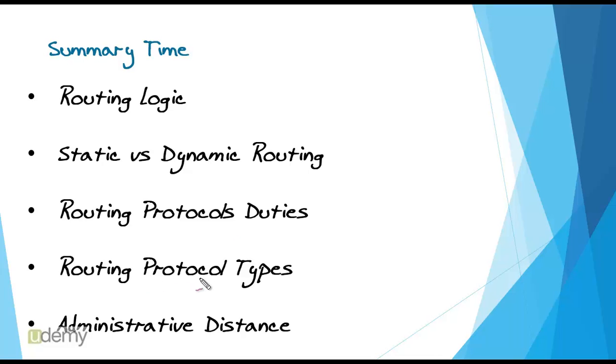Then we classified different routing protocols from two perspectives. In the first perspective, routing protocols are classified into IGPs and EGPs. And in the second perspective, routing protocols are classified into distance vector, link state, and advanced distance vector routing protocols. And we saw the key differences between these. And finally, we saw the administrative distance, which is the selection factor when we're configuring two types of routes.